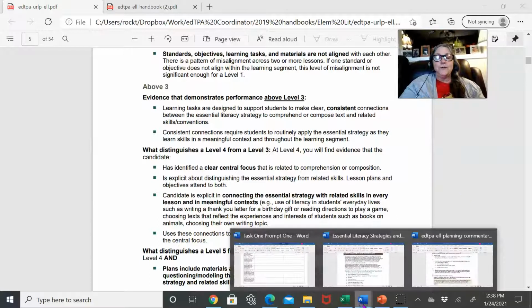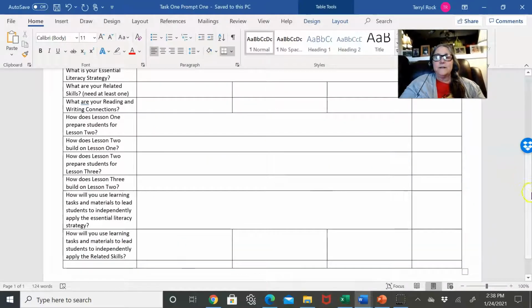What you're going to want to do is go through this checklist and check your work and see how well you can do.